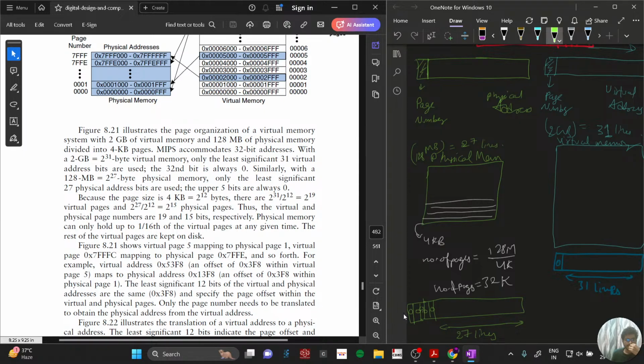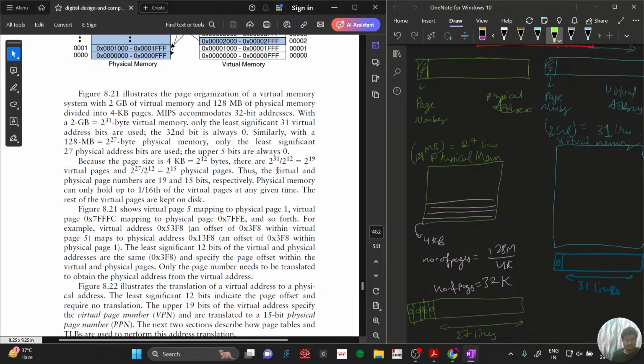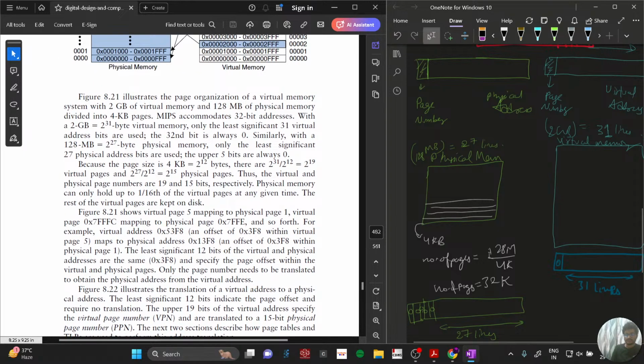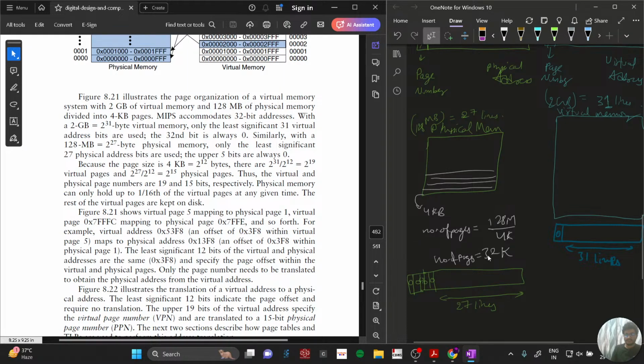Because the page size is 4 KB, since we have pages in virtual memory and physical memory, we'll try to find how many pages there are. We already calculated it to be 32K locations. Because the page size is 4 KB, 2 power 12 bytes, there are 4K pages.